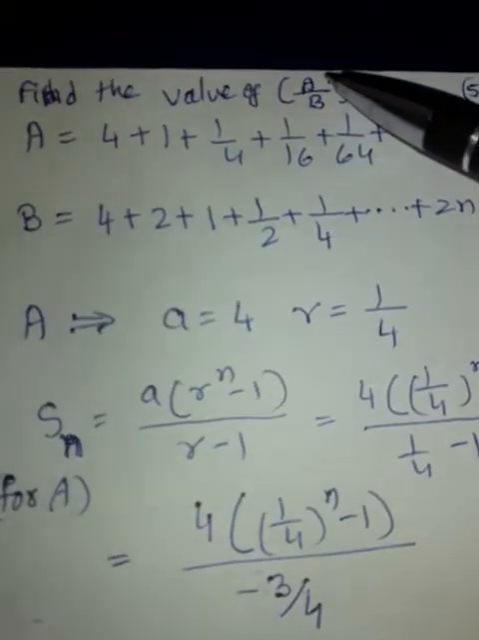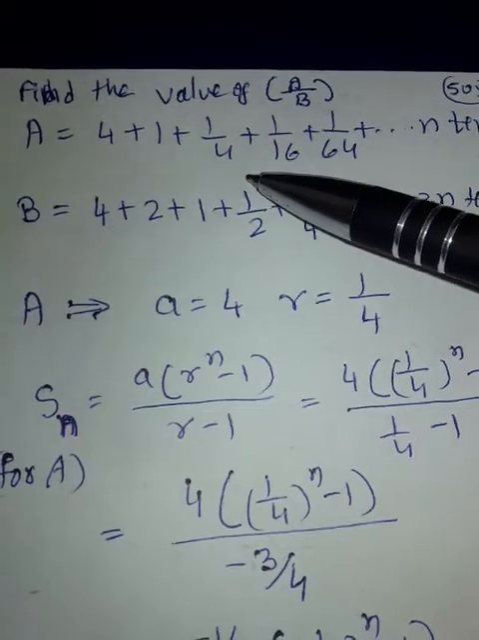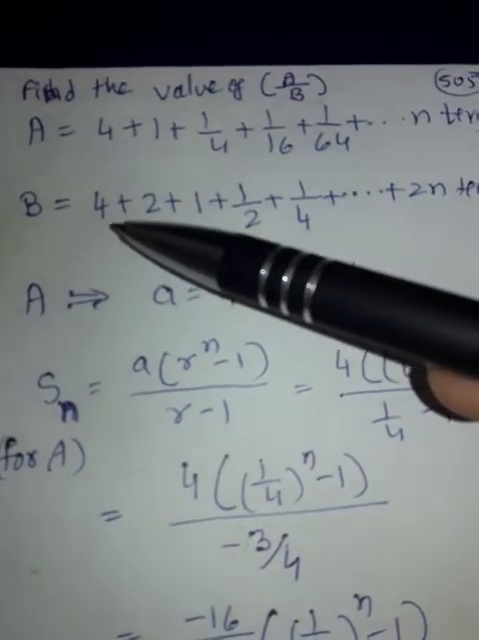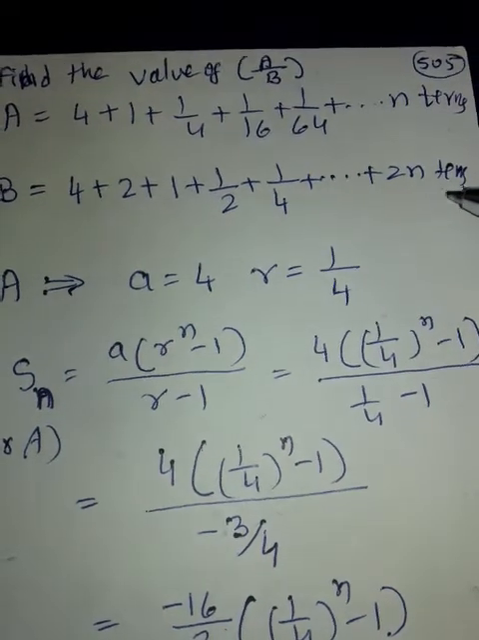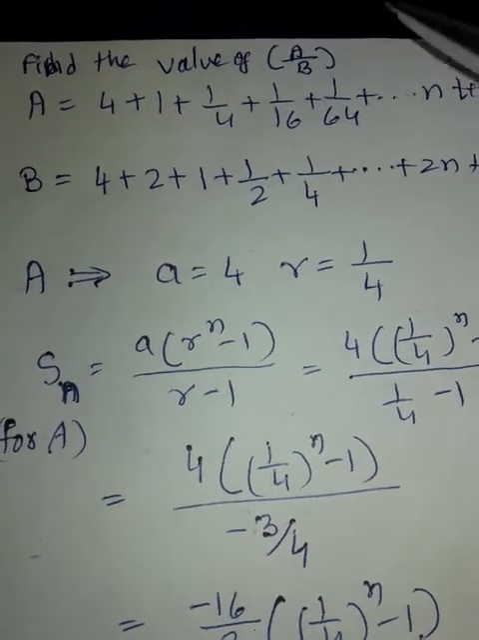Find the value of A upon B. A is 4 plus 1 plus 1 by 4 plus 1 by 16 up to n terms. B is 4 plus 2 plus 1 plus half up to 2n terms. And we need to find this ratio A upon B.